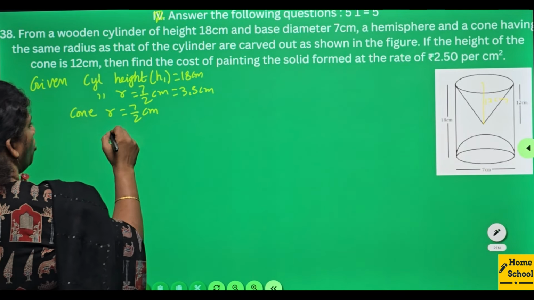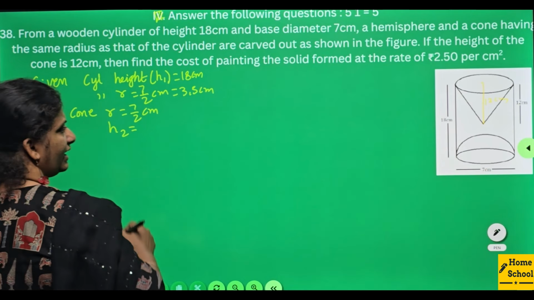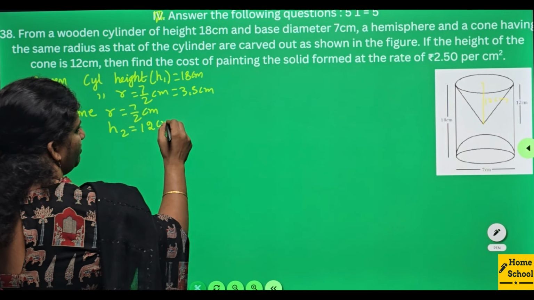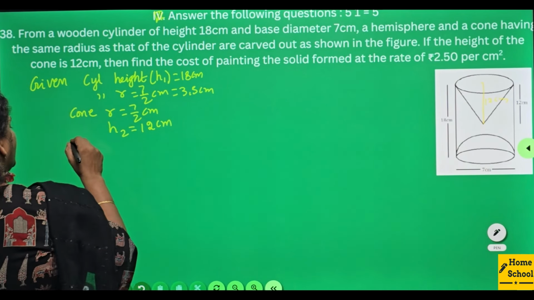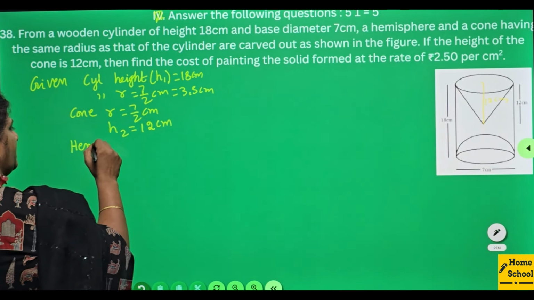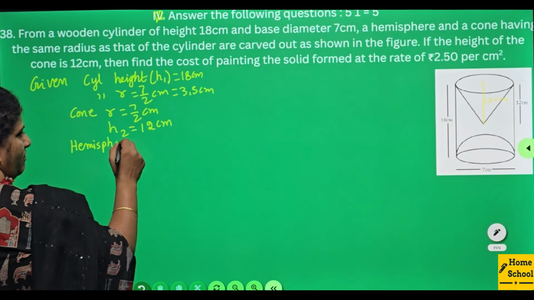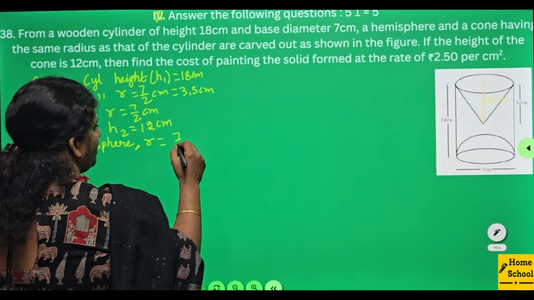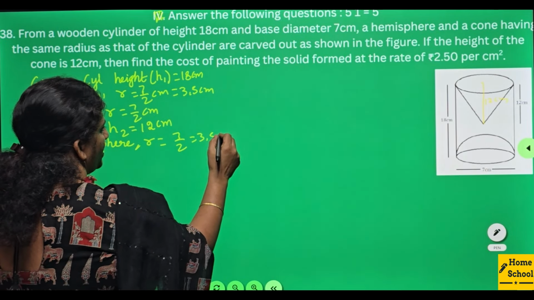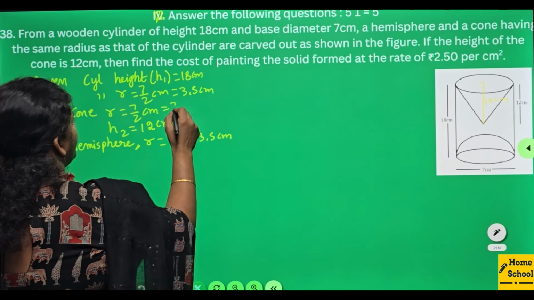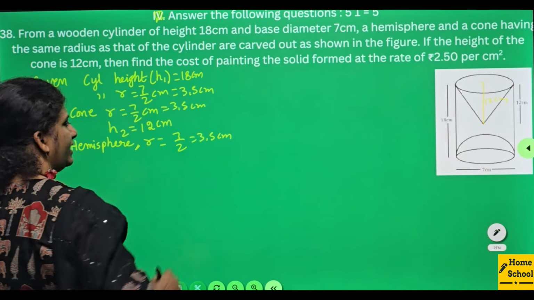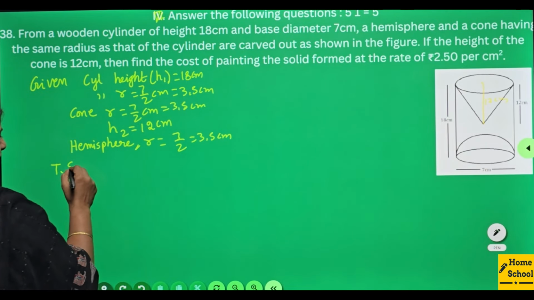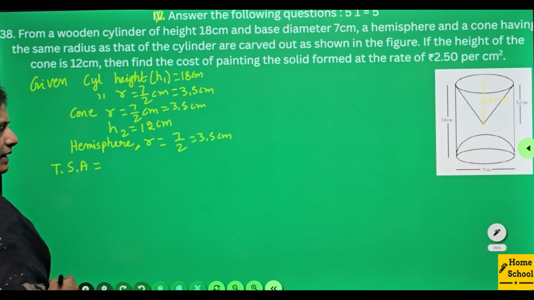Now coming to cone height. Cone height I will take as H2. Cone height is 12 centimeter. Next solid is hemisphere. Hemisphere will have only radius. Radius is 7 by 2, that is 3.5 centimeter. Either 3.5 or 7 by 2 you can take, children. Right? Now find the total surface area of the wooden solid.